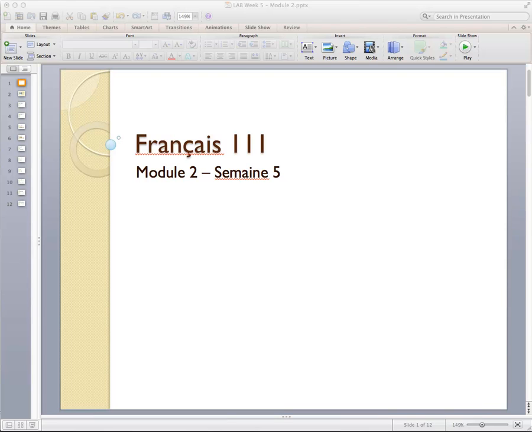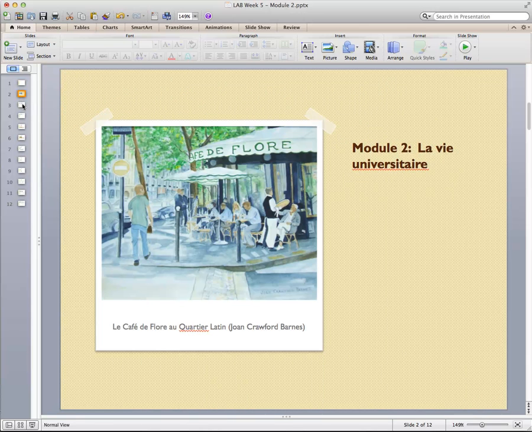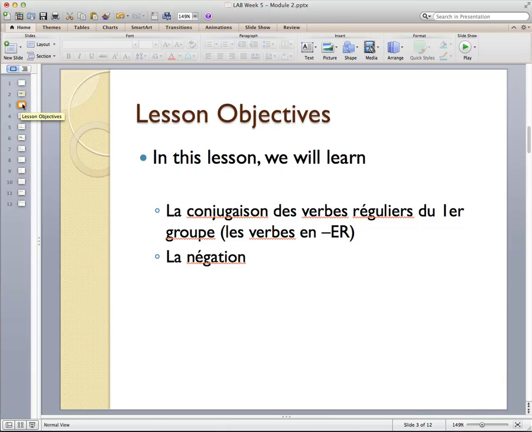This week we'll be starting on Module 2 in our textbook. In this chapter, we'll be first talking about the conjugation of regular first group verbs, that is, verbs that end in ER, and how to form the negative.